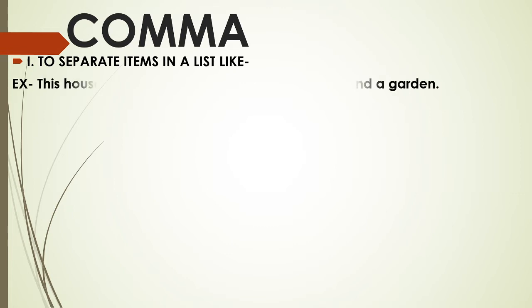Next, commas. The comma has three main jobs. Number 1, to separate items in a list. For example, this house has 3 bedrooms, 3 balconies and a garden.